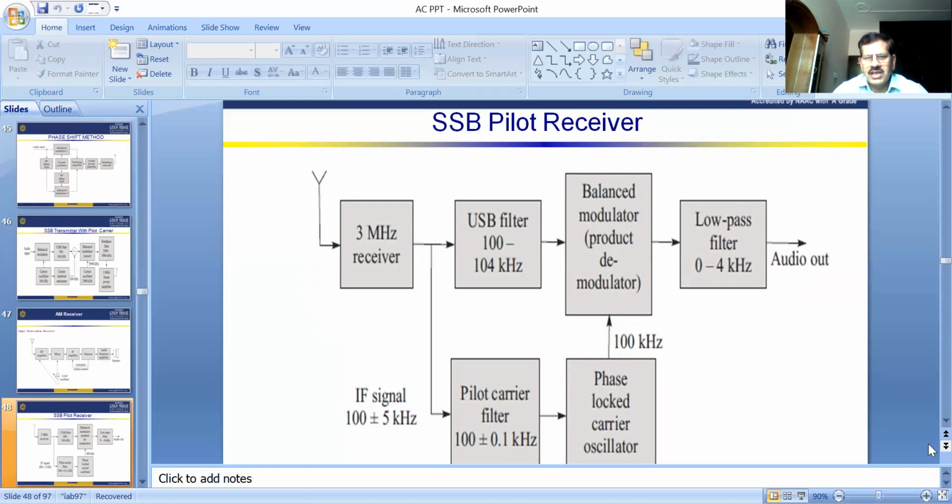The phase lock carrier oscillator selects this signal frequency and locks onto a particular frequency, suppose locked at 100 kilohertz, and this frequency signal is applied to the balanced modulator. The balanced modulator also receives another signal from free space, and now there are two signals in the balanced modulator.